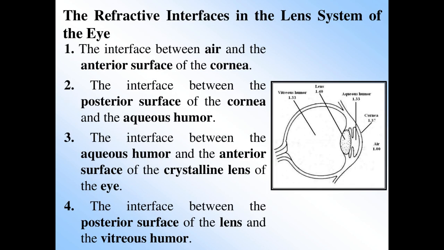The refractive interfaces in the lens system of the eye, as shown in this photo. 1. The interface between air and the anterior surface of the cornea. 2. The interface between the posterior surface of the cornea and the aqueous humor. 3. The interface between the aqueous humor and the anterior surface of the crystalline lens of the eye. 4. The interface between the posterior surface of the lens and the vitreous humor.